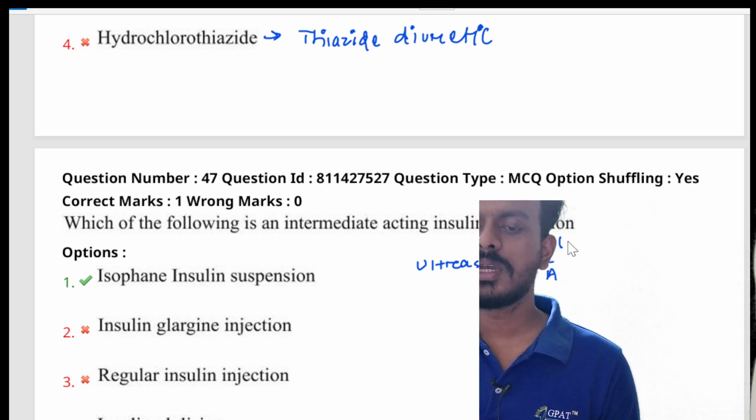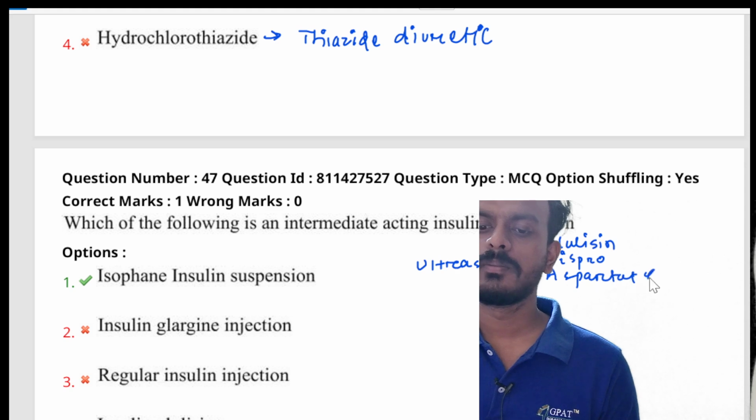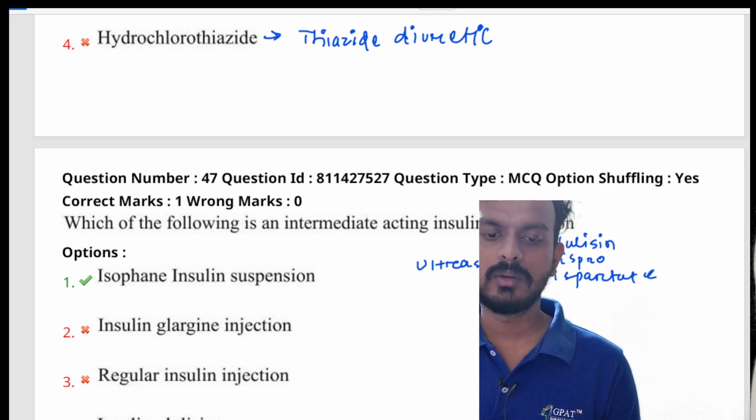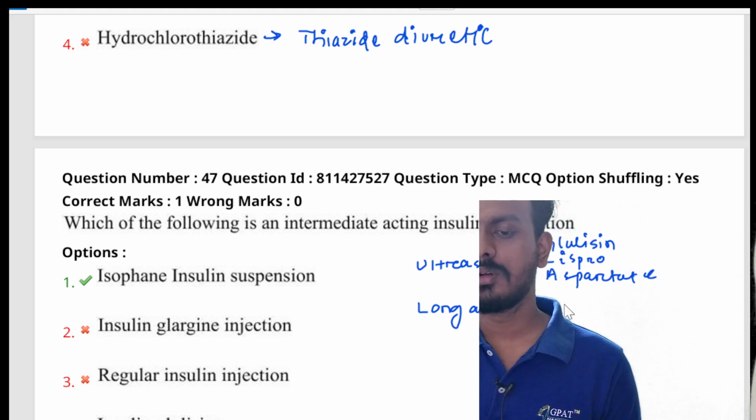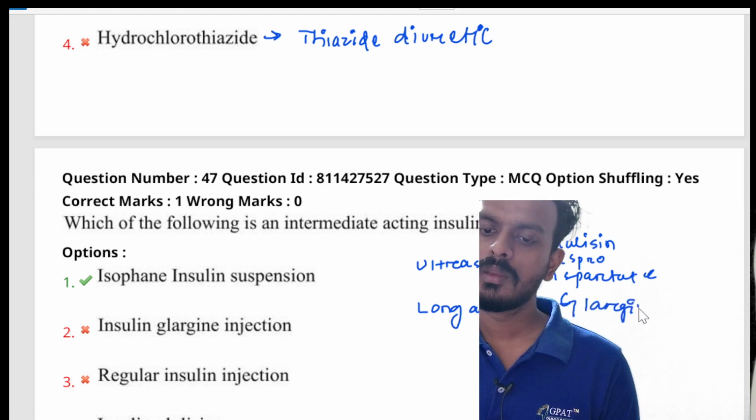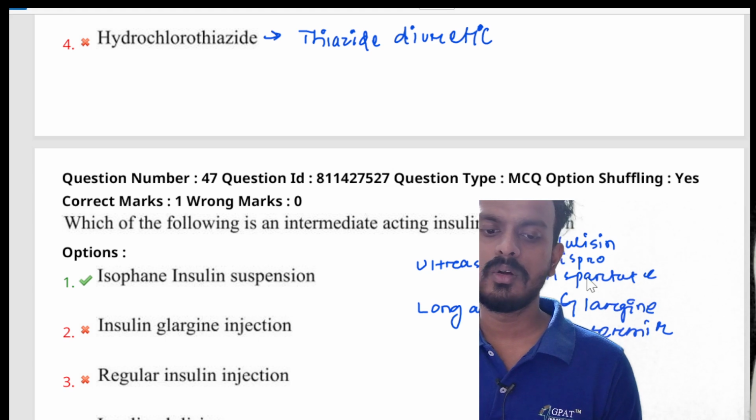glulisine, lispro, aspart. So glulisine option is ultra short acting. Insulin glargine is long acting. If we talk about long acting insulin, two long acting insulins are there: one is glargine and insulin detemir. Okay, this is basically your long acting insulin.